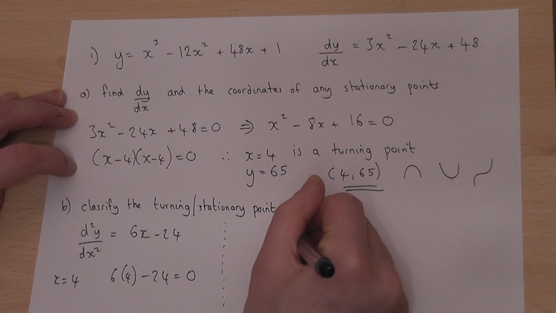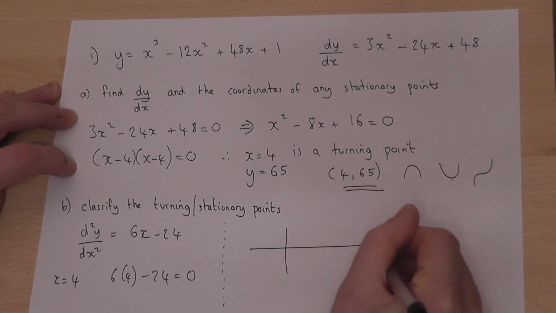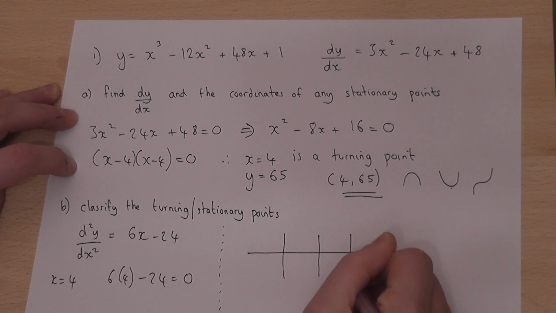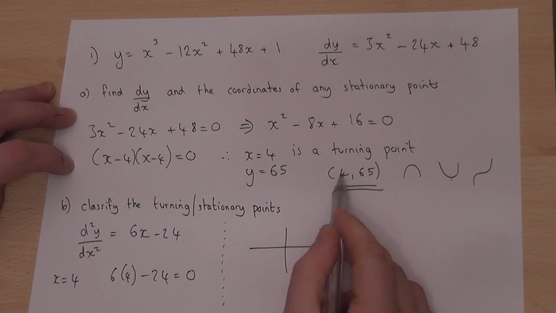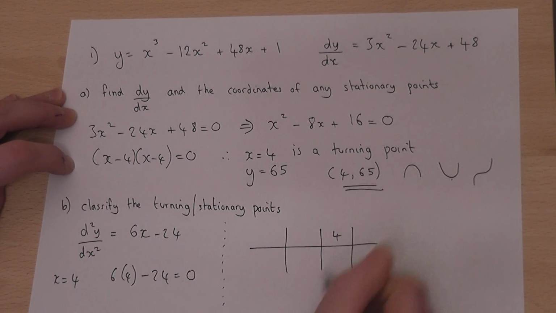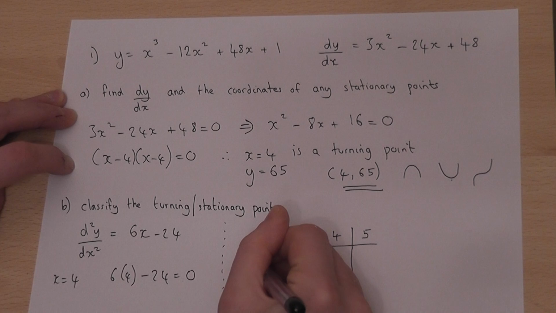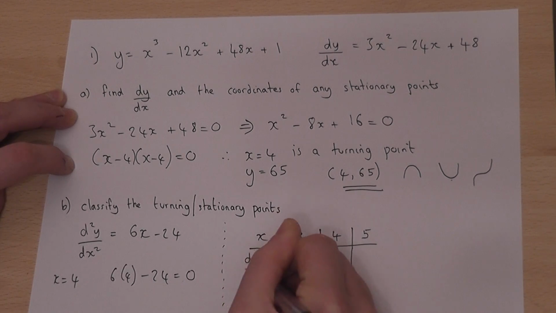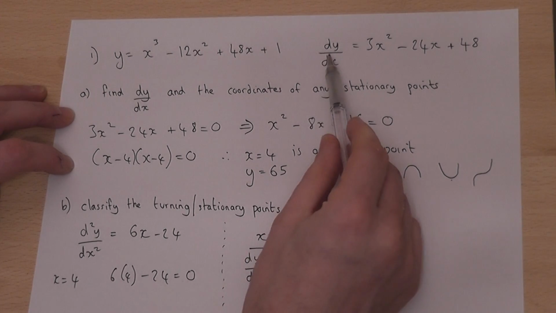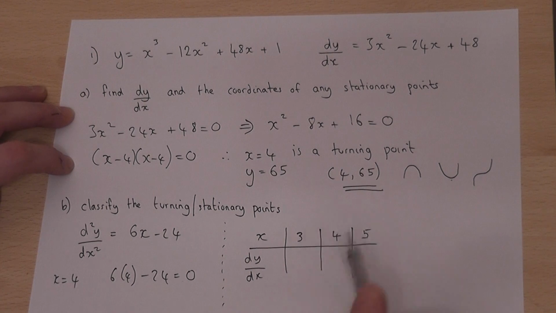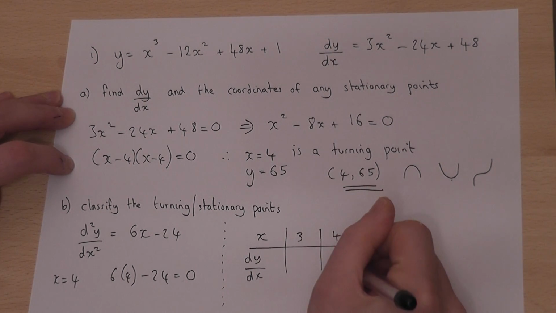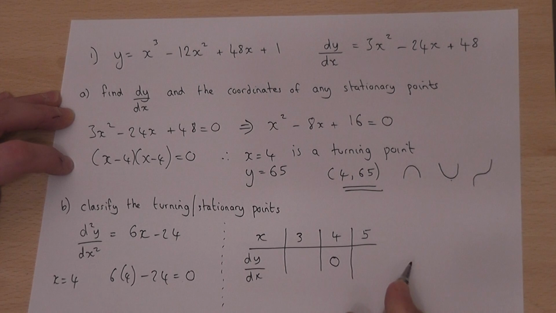And for this, I do a little table. So I know the turning point is at x equals 4, so I put 4 here. And I look at a value either side of 4, so e.g. 3 and 5. And I find the gradient, i.e. I use dy by dx, either side of 4. Now 4 is a turning point, so the answer for the gradient must be 0 by definition.